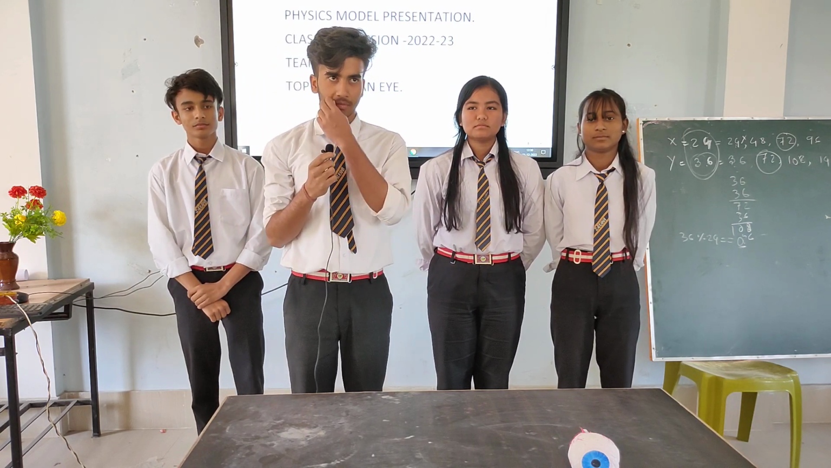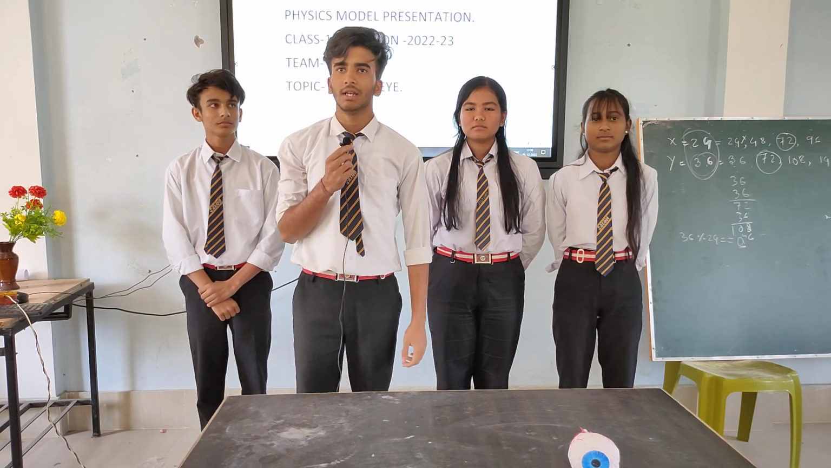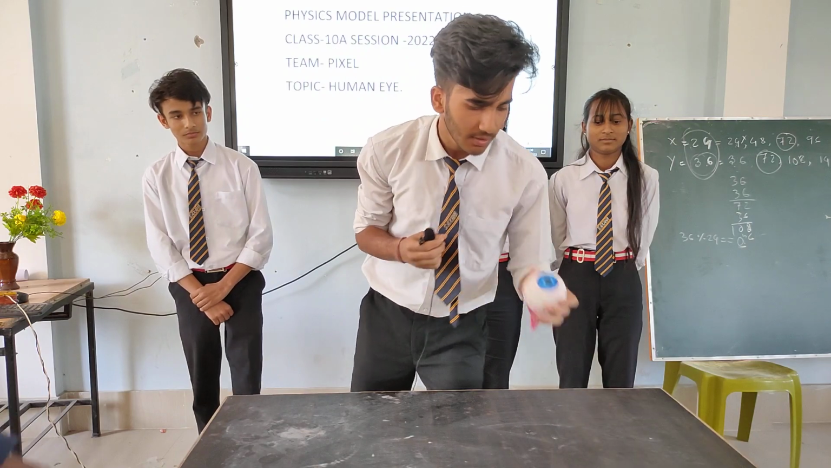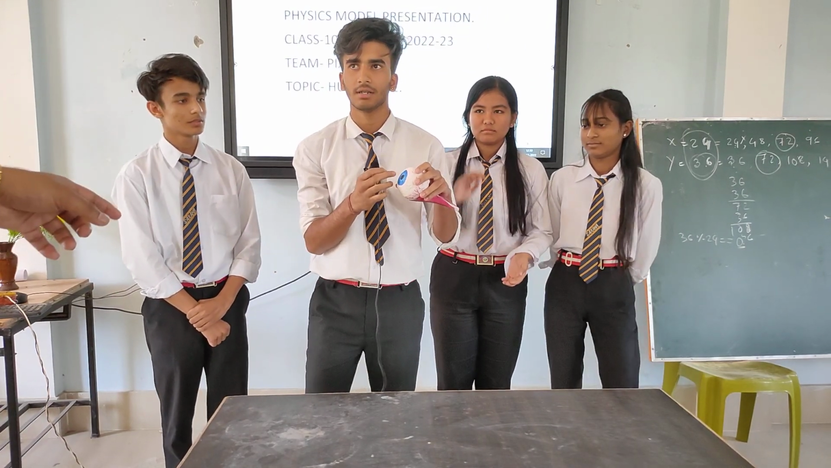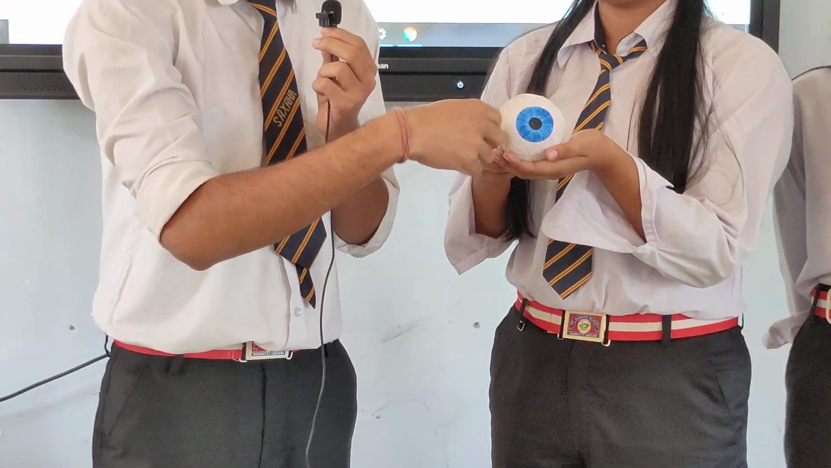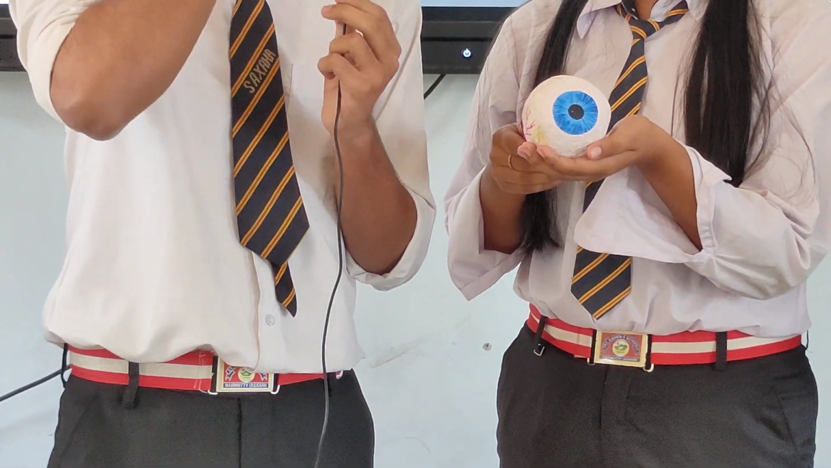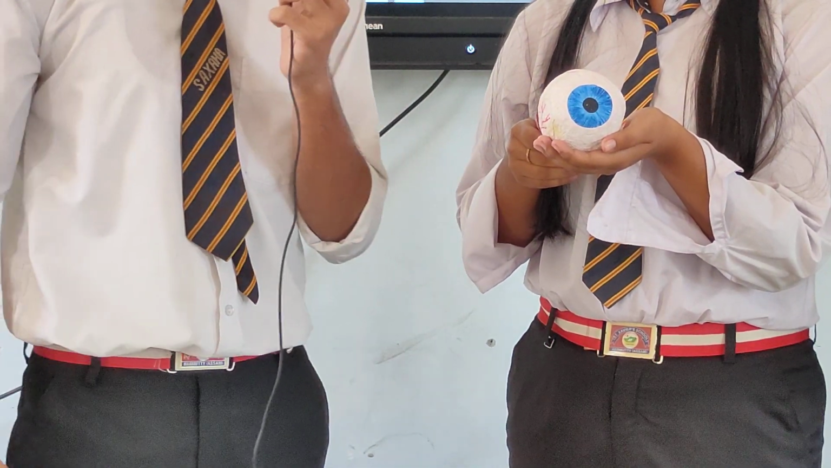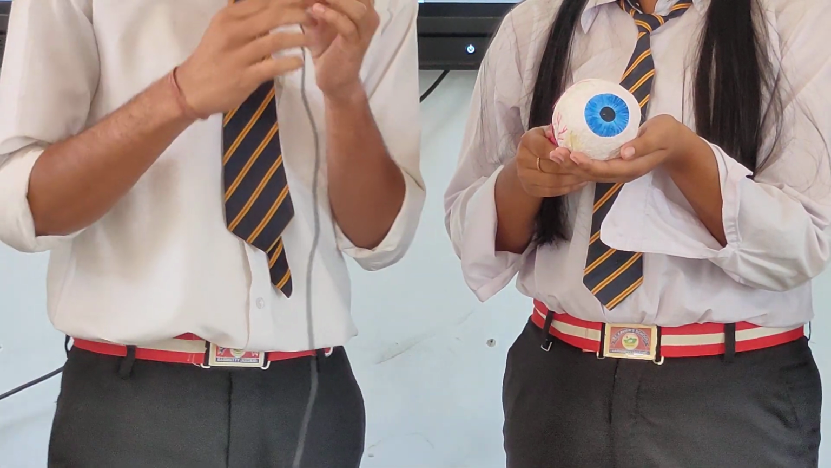Firstly, light passes through the cornea. Light passing through the cornea bends a bit because the cornea is the outermost part of the eye. It is shaped like a dome. Therefore, light bends a bit. This bending of light helps the eye to focus.